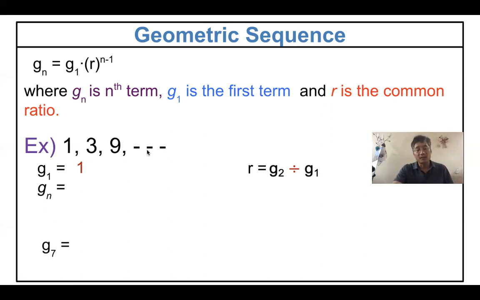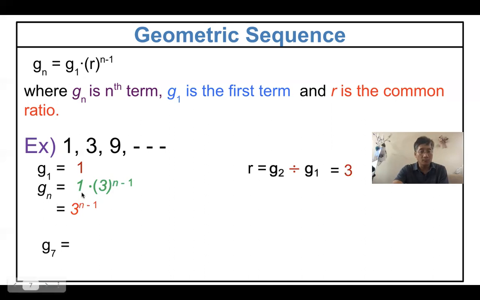Then you can get the next term, 27, by multiplying 3 to the 9, right? So r will be 3. And then g of n is g1 times r to the n minus 1 power. But 1, you don't need to write down. So just simply 3 to the n minus 1 power, right?